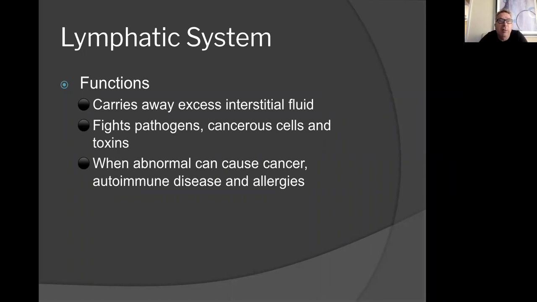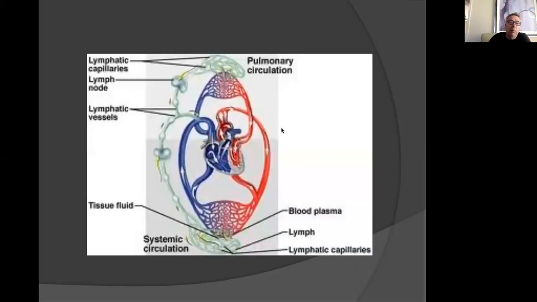So what's the function of the lymphatic system? It carries away excess interstitial fluid. It fights pathogens, which we normally associate this with, cancerous cells and toxins. And when it is abnormal, it can cause cancer, autoimmune disease, and allergies. When we talk about AIDS, we really don't die of AIDS. We die from complications from AIDS because it suppresses the immune system.